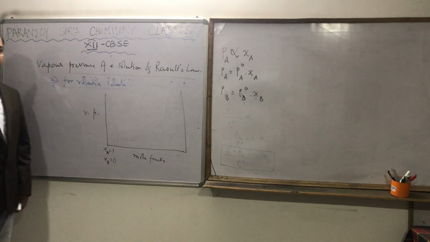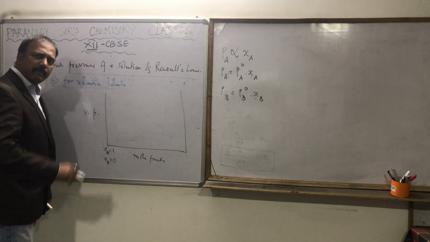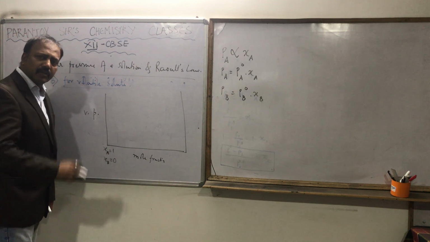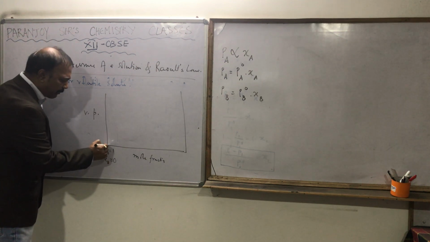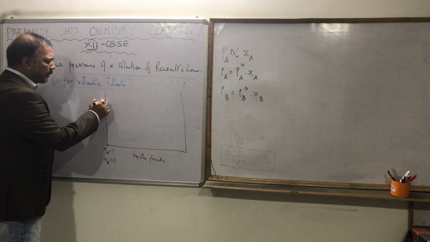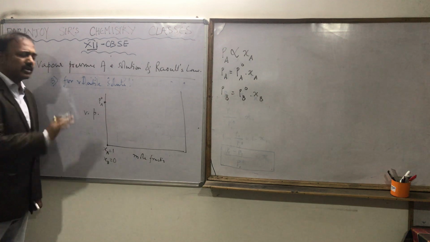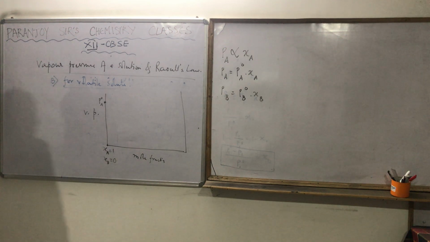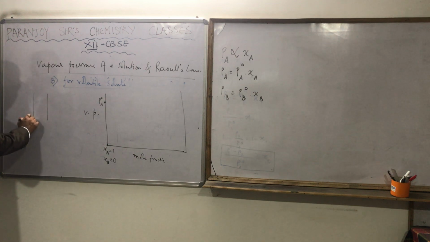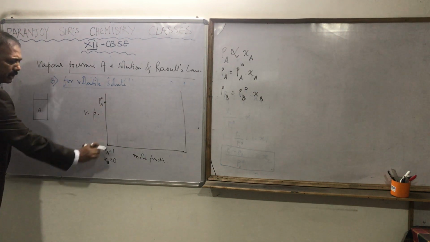So what is the vapor pressure at this condition? The vapor pressure at this condition is only the vapor pressure of A. That is, the vapor pressure contribution of B is 0. So this is the vapor pressure of B. And what is the vapor pressure of A? This is the vapor pressure of A, and that is nothing but PA naught, because A is at pure condition. Physically, we had taken only A at this particular condition.